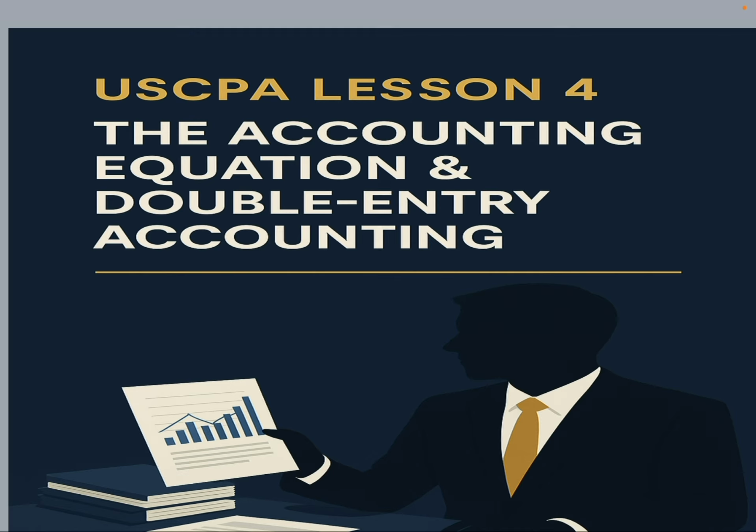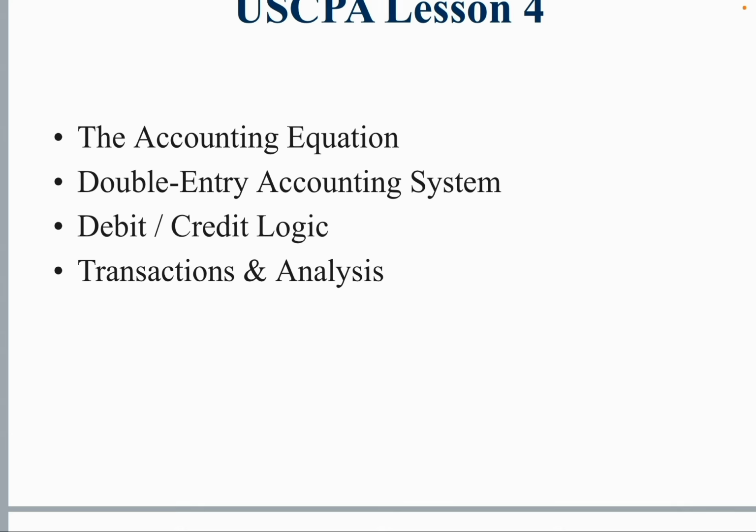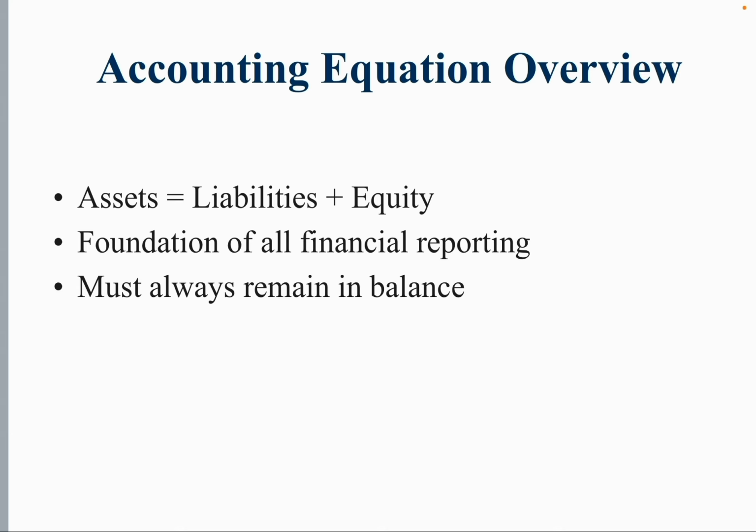The most fundamental rule in accounting is the accounting equation. Assets equals liabilities plus equity. This equation must always be in balance. Every financial statement is built from this formula. Assets are what the company owns. Liabilities are what the company owes. Equity represents the owner's claim on the business. If one side changes, the other side must also change.